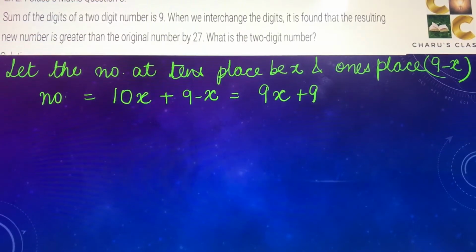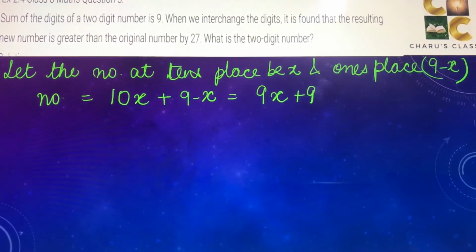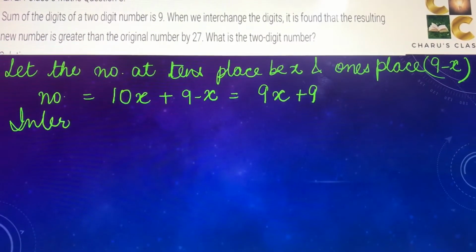When we interchange the digits, it's found that the resulting new number is greater than the original number by 27. So now we are going to interchange digits.